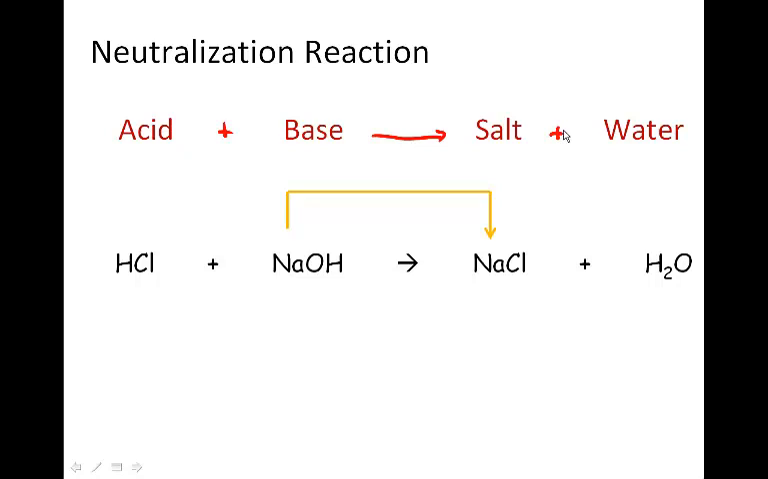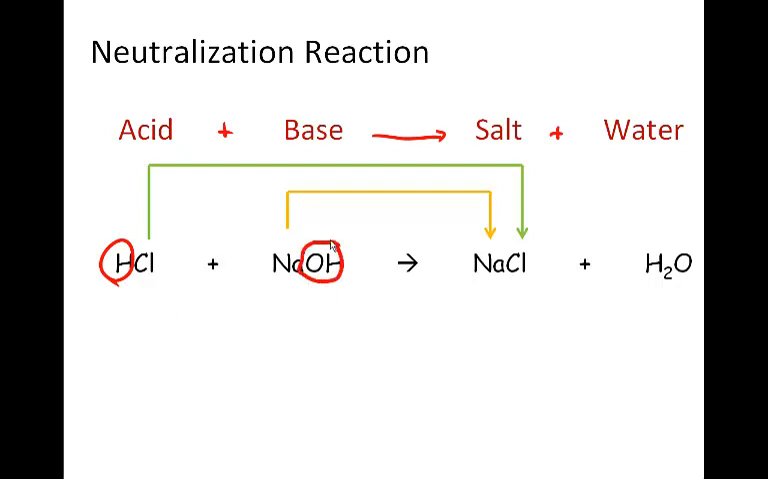and water. A salt always contains a positive ion from the base, shown with the yellow arrow, and a negative ion from the acid, shown with the green arrow. The leftover items, which are always hydrogen and oxygen, result in water. So in a neutralization reaction, an acid plus a base produces salt and water.